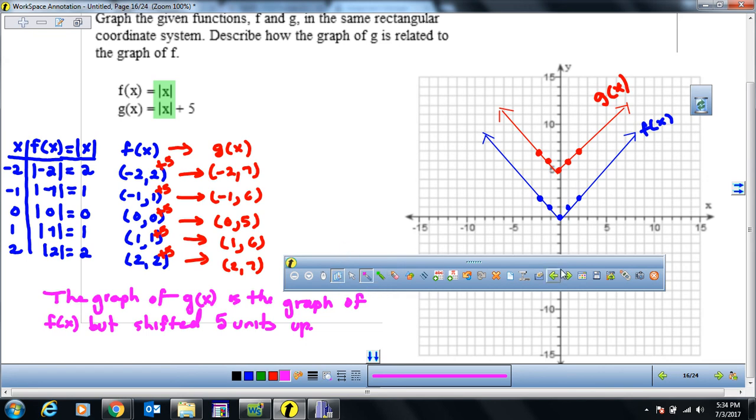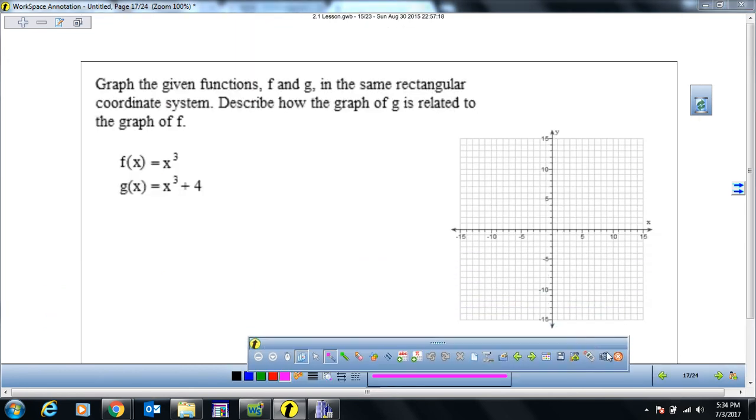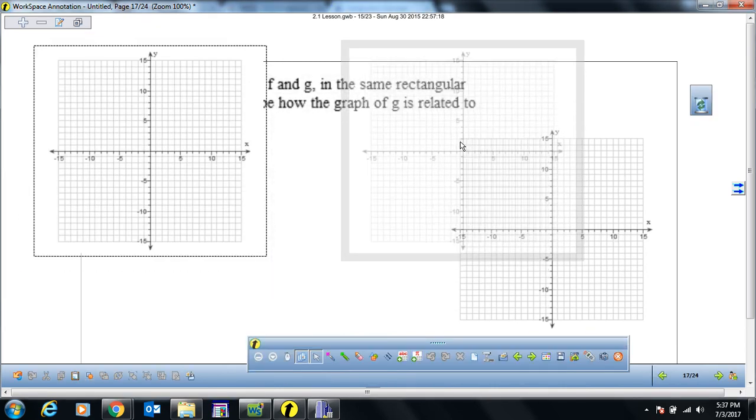Now we're going to get to the next one. On the next graph, we're going to graph the function f of x equals x to the third power and g of x equals x to the third power plus 4.